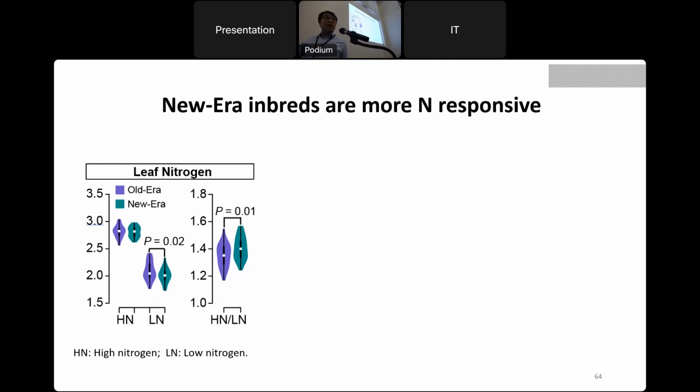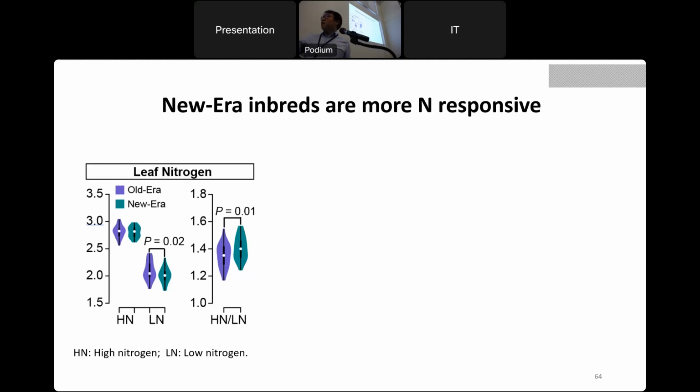When I calculated the high-N over low-N ratio, we found a significant difference. You can see on the right-hand side, the new era inbred lines perform significantly better under high-N conditions, which makes sense because what we selected in the past 60 years are nitrogen-responsive lines, meaning that we want high yield under sufficient nitrogen.